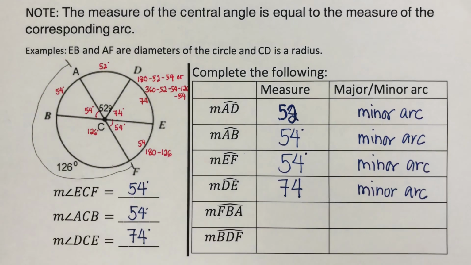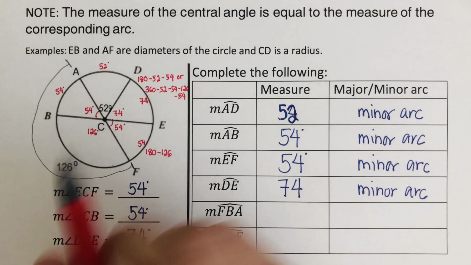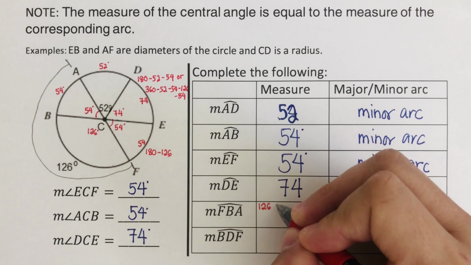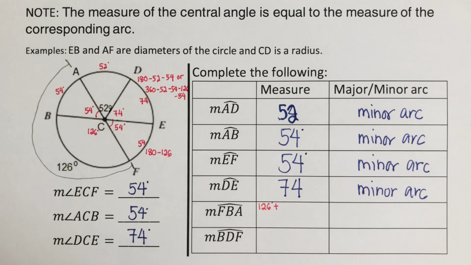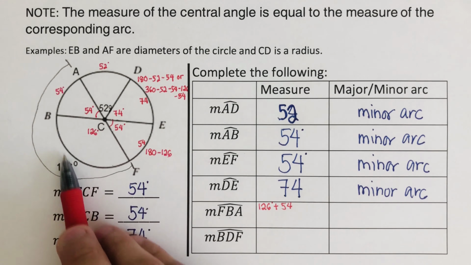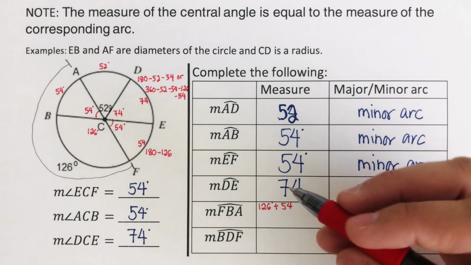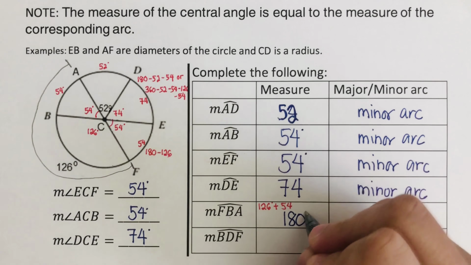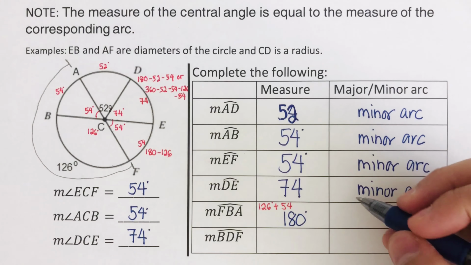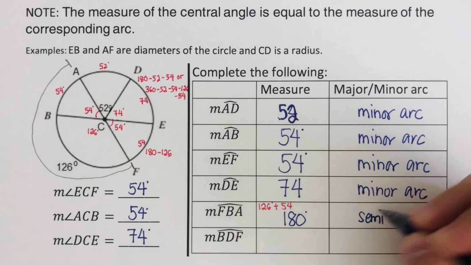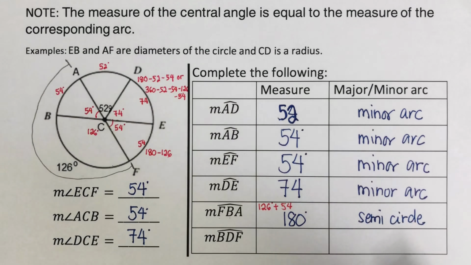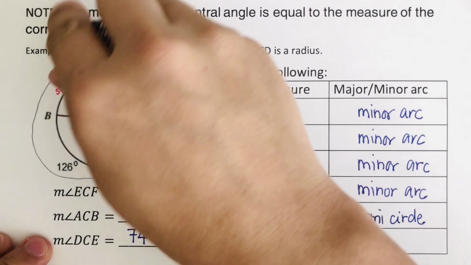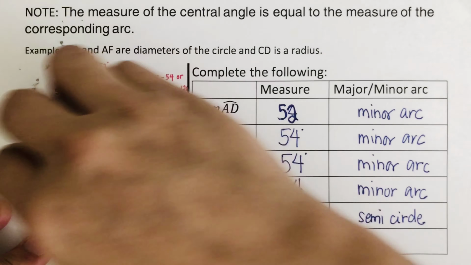I'm going to add all the measures that are enclosed in this. And these arcs are 126. So that would be 126 degrees plus 54. This is the work that I showed to find arc FBA: 126 plus 54. And the total for this is 180. So this is a semicircle since it is 180. Now let's move on to the next one. Let me erase this part right here so we can move on.